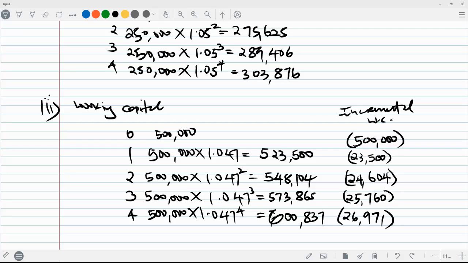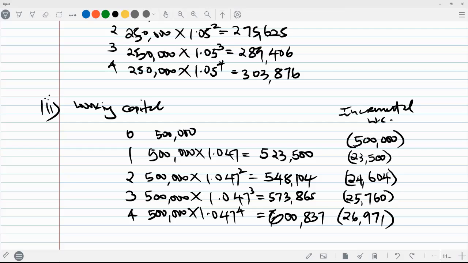So when this machine stops, another machine comes in. But as I was telling us, in case the machine will not be replaced, then don't forget in year 4 we'll have a cash inflow equal to 573,865. If there's no continuation, in year 4 there'll be a cash inflow of 573,865. Okay, so that's on working capital.